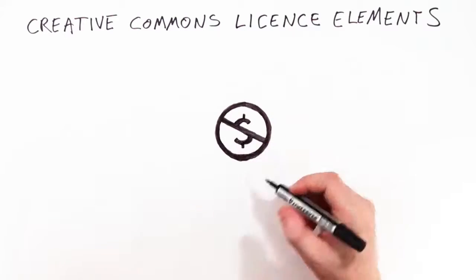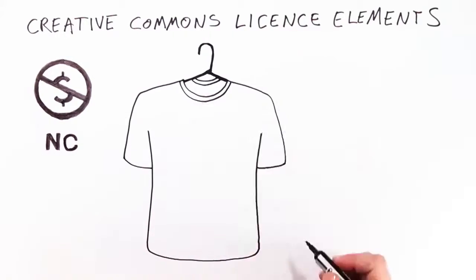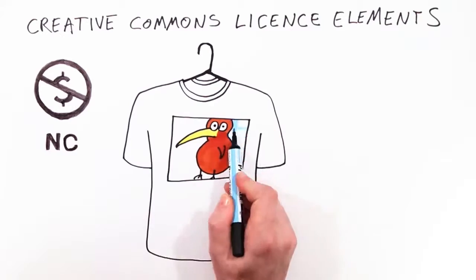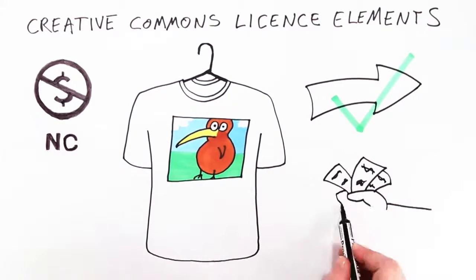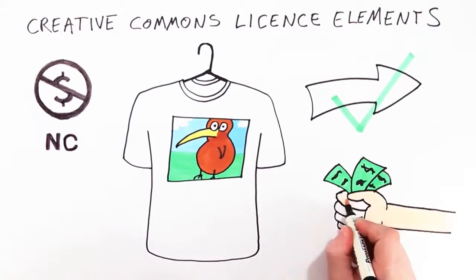This is non-commercial. It means no one else but Kiwi is permitted to make money from Kiwi. Tim wants to print the photo onto t-shirts and distribute them to friends. He can do this, but he must not sell them.